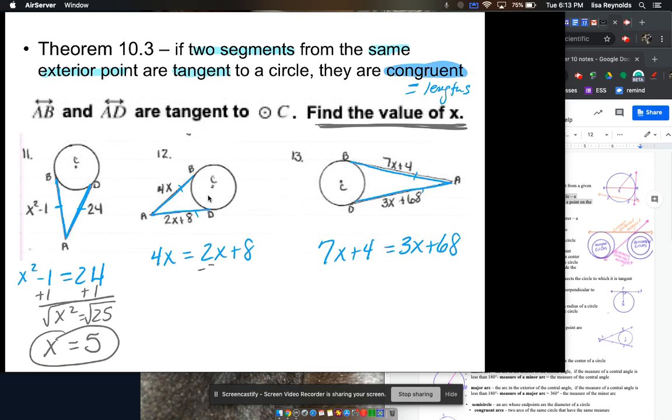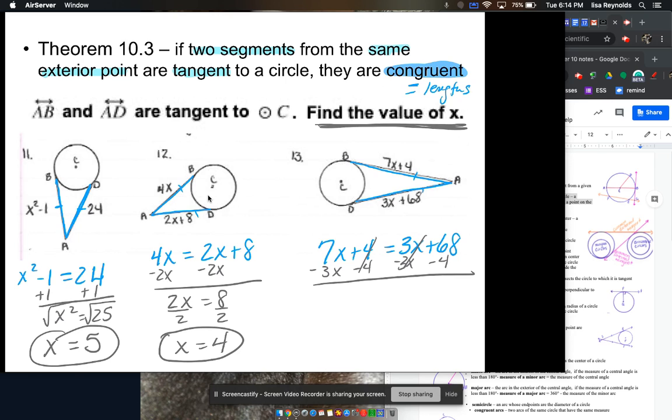Problem 12, we're going to subtract 2x to get all of the x's on the same side. So 2x equals 8. Divide by 2 to remove the multiplication. And x is equal to 4. And in problem 13, we're going to subtract 3x to get all of the x's on one side, and subtract 4 to get the constants all together on one side. So we're going to get 4x equals 64. When we divide by 4, x is going to equal 16.